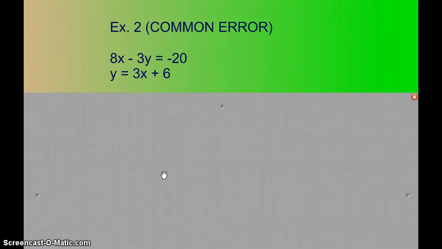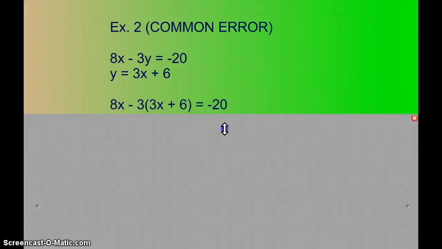Our second example involves a common error. You see our system of equations, 8x minus 3y equals negative 20 and y equals 3x plus 6. We're going to use substitution, and we have y by itself. So in my first equation, I'm going to replace y with 3x plus 6. I've simply copied the exact same equation, but in place of y, I've put 3x plus 6.